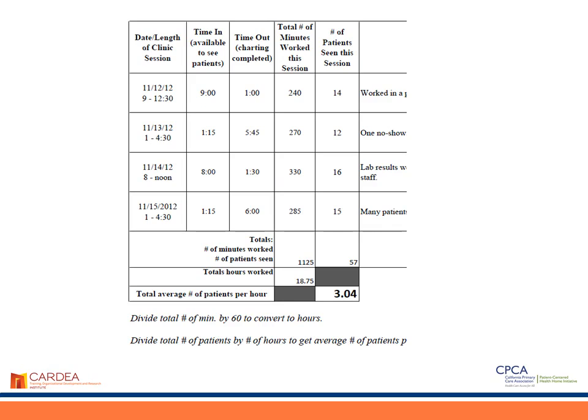The total minutes is 1,125, which divided by 60 equals 18.75, or almost 19 hours. If you divide the 57 patients by 18.75, you come up with Eileen Conway seeing an average of about 3 patients per hour.